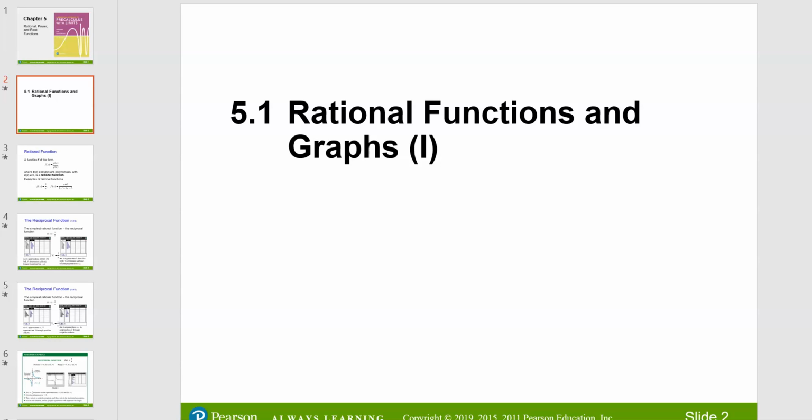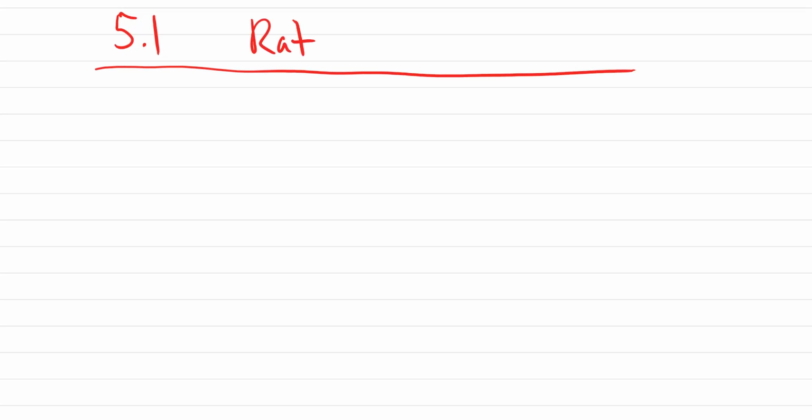So for section 5.1, we're going to start looking at rational functions and their graphs. So I have kind of the PowerPoint I'm going to try to follow, but as I go through the notes, I'll just switch to this. So what is, let's see, 5.1. What is a rational function?